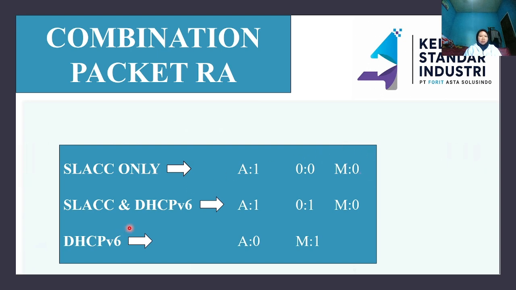For SLAAC and DHCP version 6, the flag combination is A1, O1, M0. Finally, for the DHCP version 6 server, the flag combination is A0 and M1. Why is M 1? Because the DHCP version 6 server is responsible for managing IPv6 address assignment.